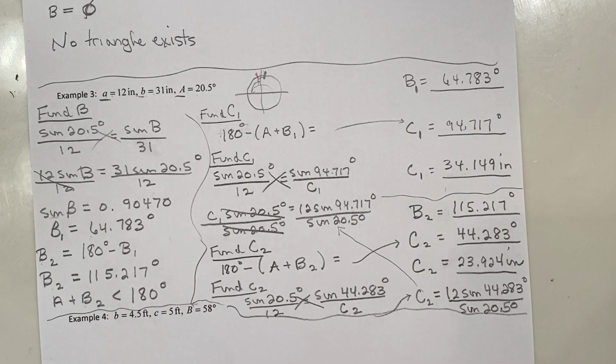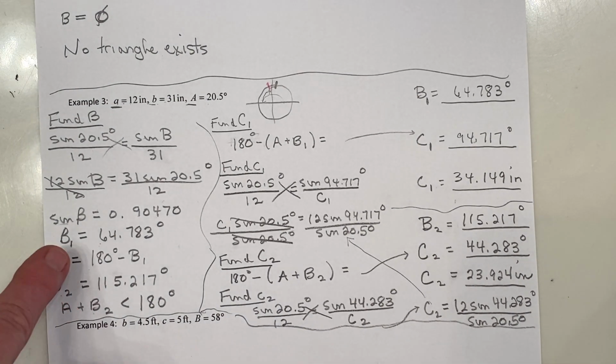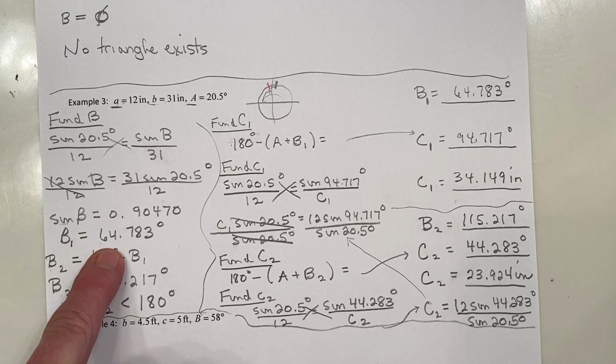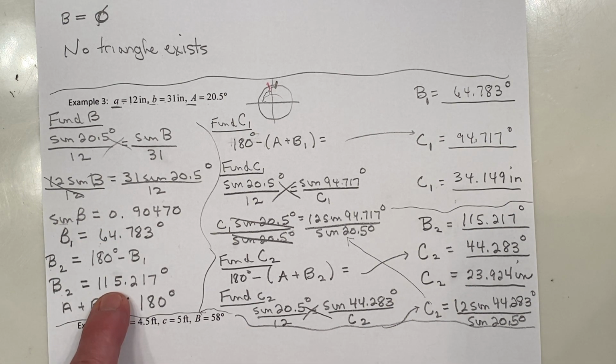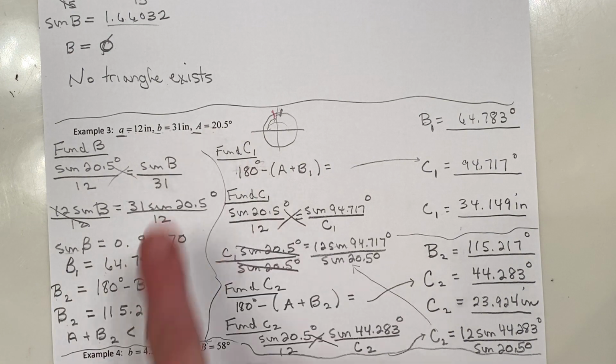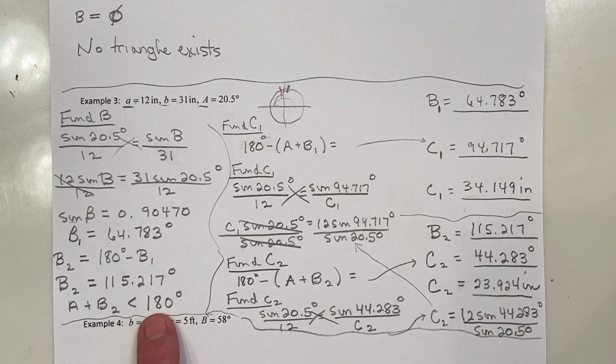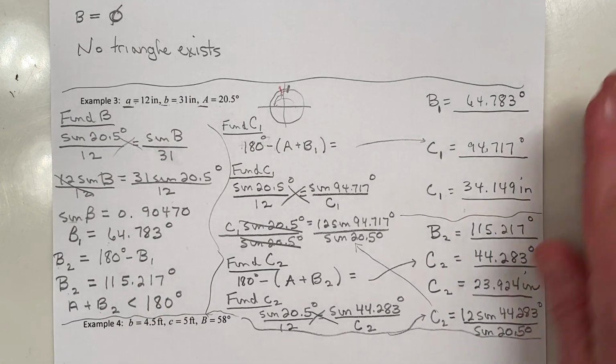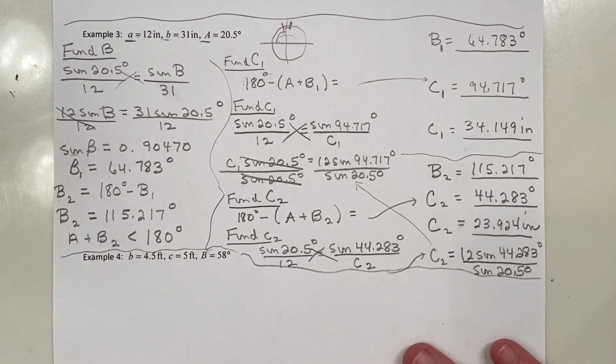All right, how do we know we had two triangles? Because the supplement of the first angle I found, the supplement when added back to the original was a value that was still less than 180 degrees. So let's do one more example of that kind.